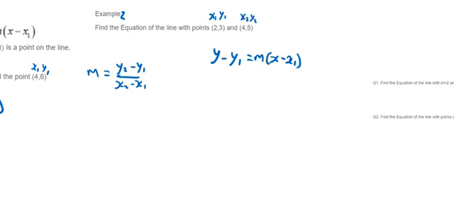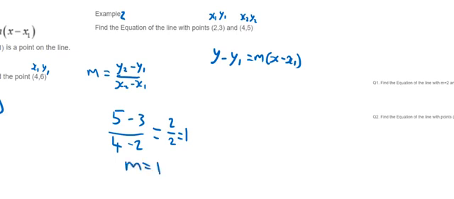So y2 is 5, y1 is 3, x2 is 4, and x1 is 2. So I'm getting 5 minus 3 over 4 minus 2, so that's 2 over 2, and 2 over 2 is the same thing as 1. So therefore I'm getting m equals 1. So m is 1 in this question.